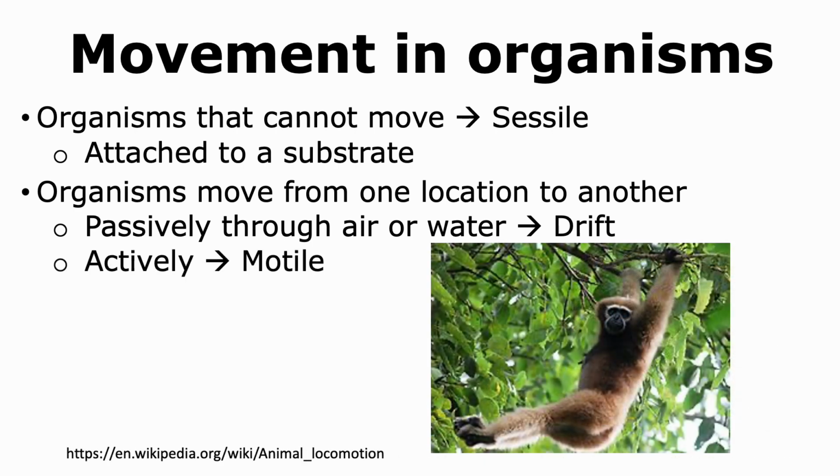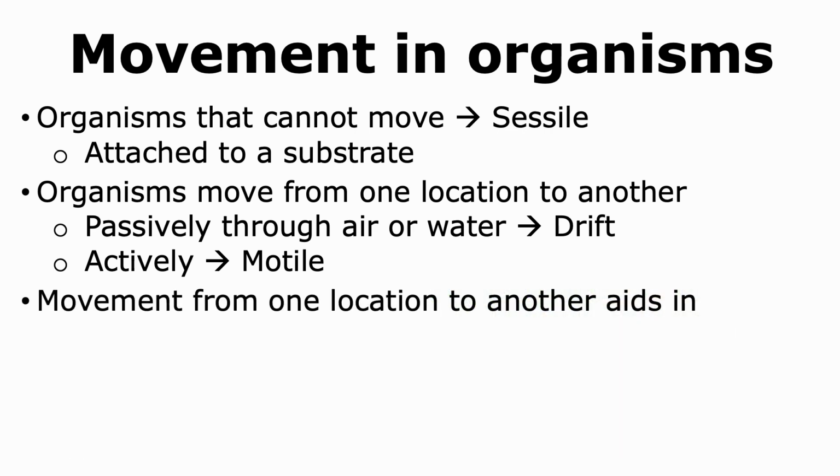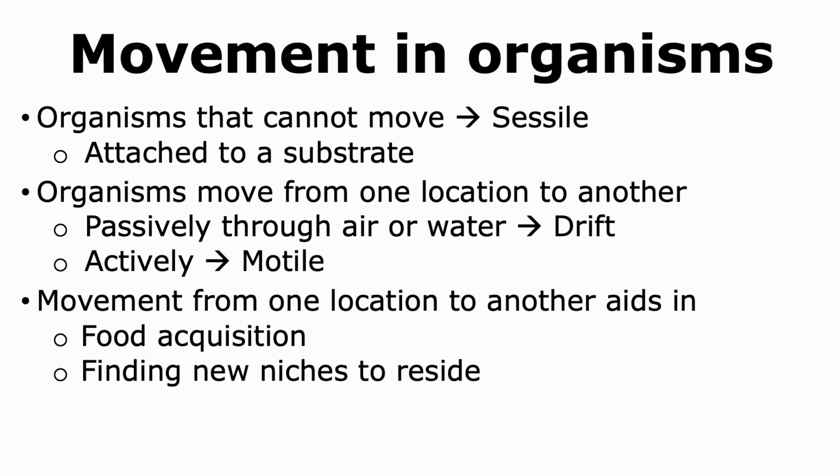There are other types of organisms that are able to actively move from one location to another, and hence are called as motile. The ability to move from one location to another provides many benefits to the organism. It helps in the acquisition of food and finding new niches and habitats to reside in. It also helps the organisms to escape from threats. And thus, mobility has evolved in different types of organisms.